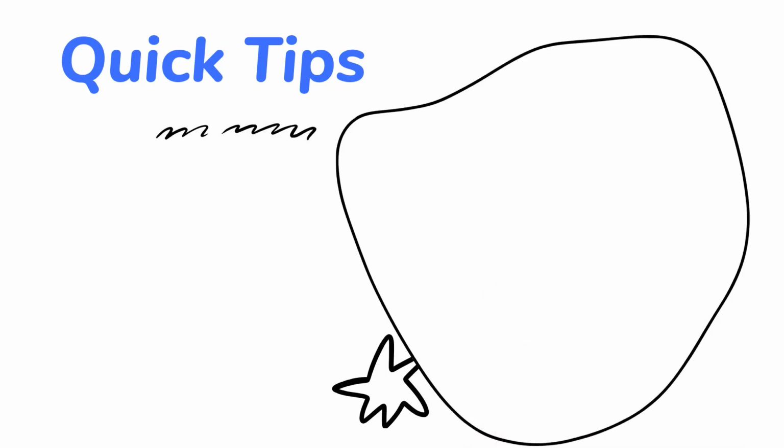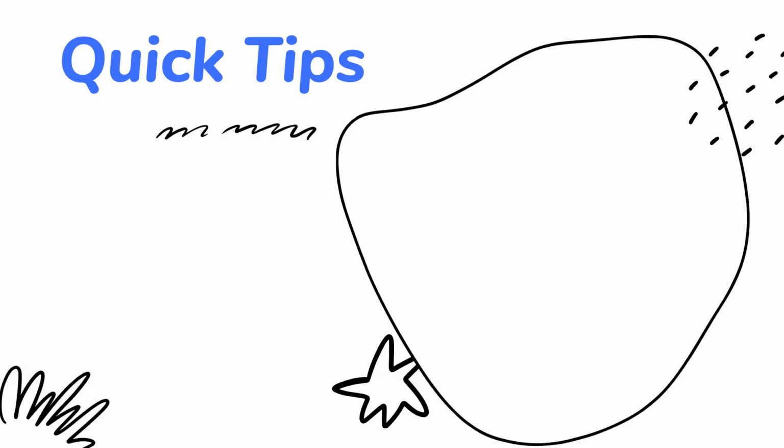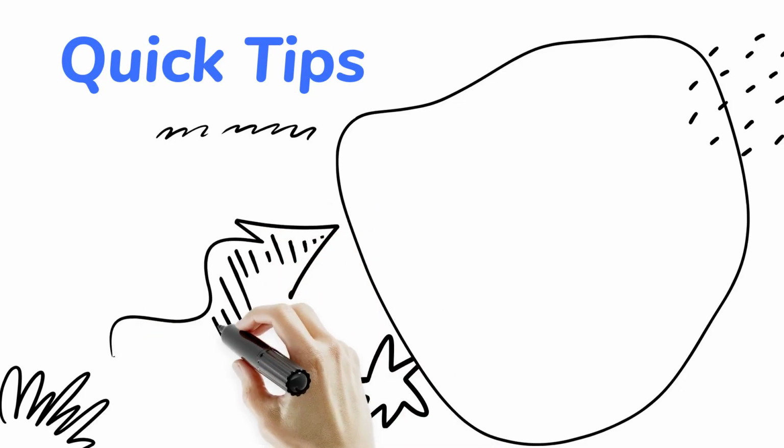Quick tips. In Spanish, all question words have an accent mark. That's how you know it's a question. And here's something different from English. In Spanish, we use two question marks when we ask a question, one at the beginning and one at the end. In English, we only put the question mark at the end, but in Spanish, we need both.